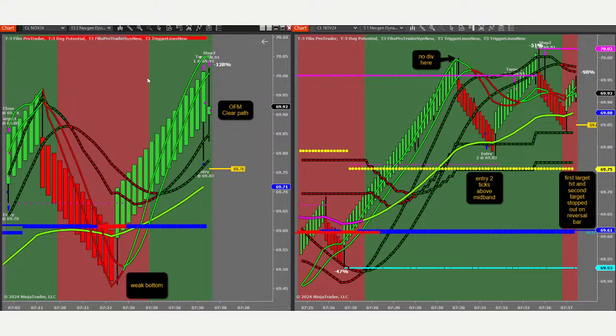It takes 3. This is what happens when you don't trust it. This is what happens when you let emotion run your trading. Does that make sense, Paul? He exited right on the way to the mid-band, right to Ollie's entry.